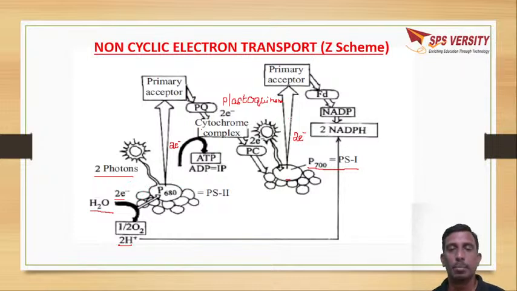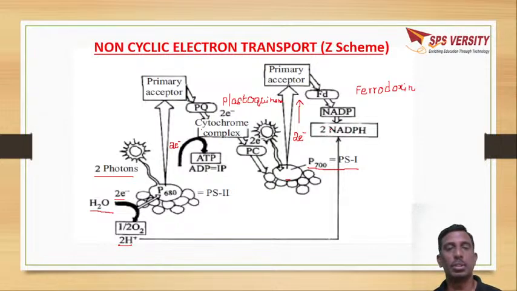Okay. P700 से शुरू होने वाले electrons through different electron carriers, that is FD means ferredoxin. So ferredoxin से next finally they are accepted by NADP plus and they form NADPH, which is nothing but energy currency.